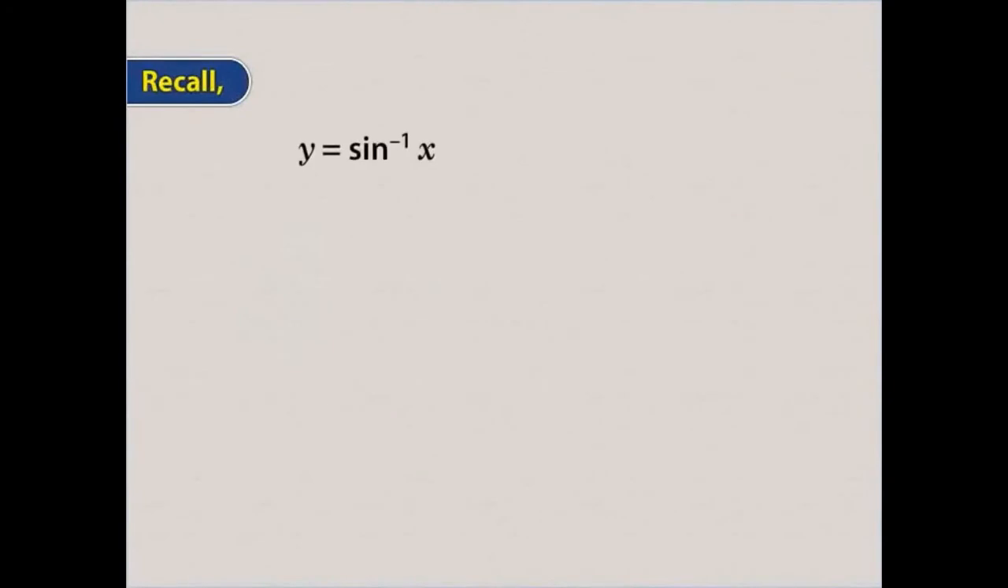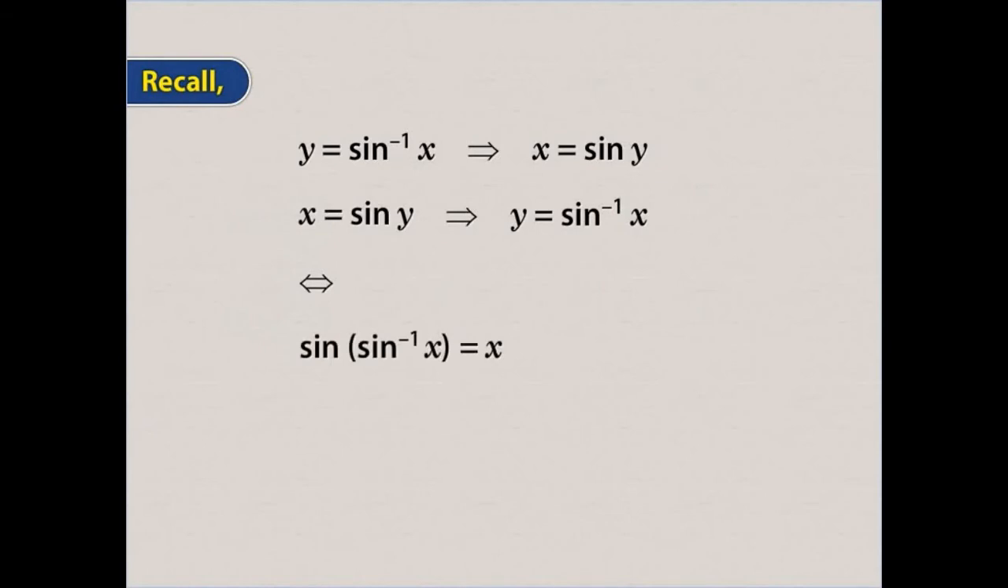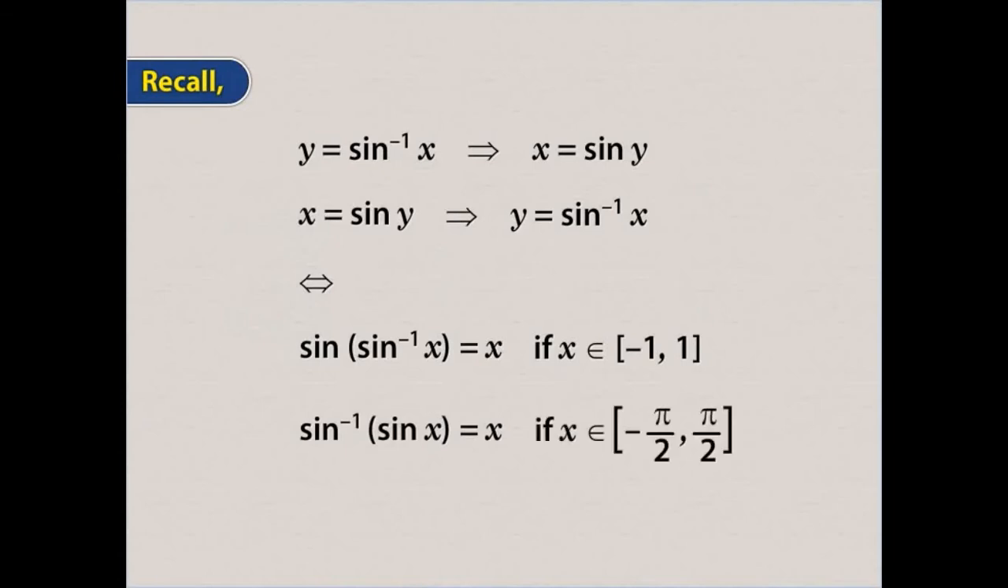Recall that if y equals sine inverse x, then x equals sine y. And if x equals sine y, then y equals sine inverse x. This is equivalent to sine of sine inverse of x equals x if x belongs to the closed interval minus 1, 1. Sine inverse of sine of x equals x if x belongs to the closed interval minus pi by 2, pi by 2.